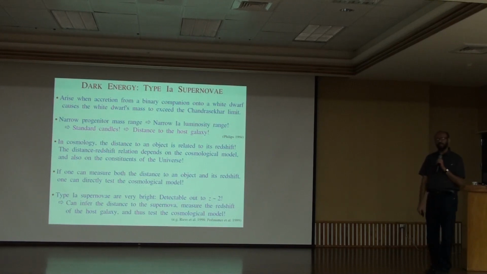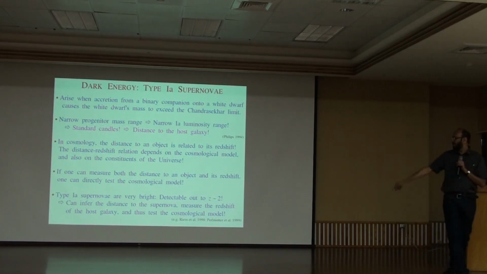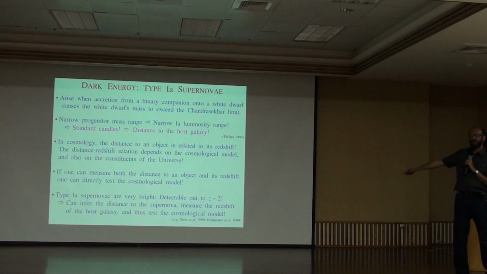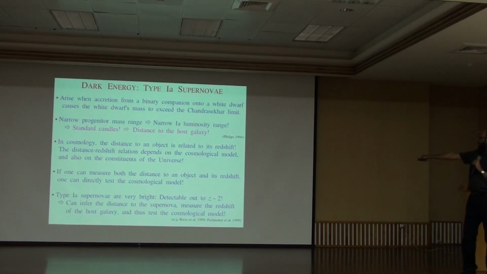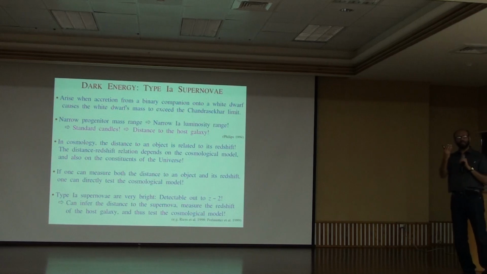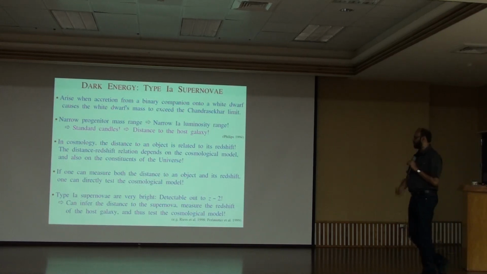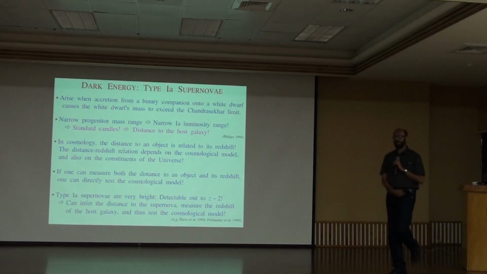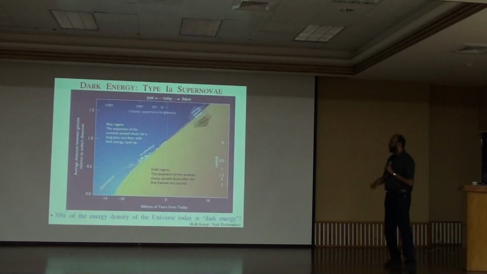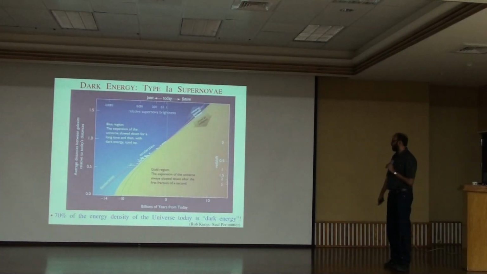And the wonderful thing about type 1a supernovae is that they are very bright. Today we can detect them to redshifts of 2. So you measure the distance to the supernova using this standard candle approach, you measure the redshift of the host galaxy, and now you know the distance as a function of redshift, and you can test the cosmological model. And that's a plot of the best data today.